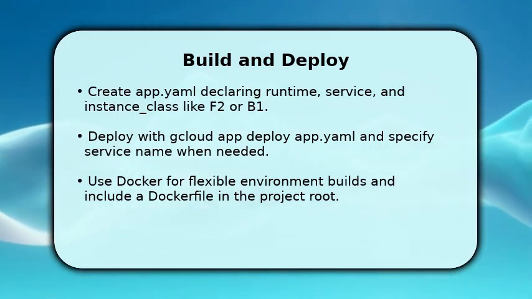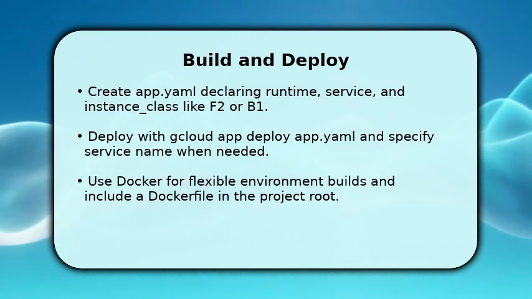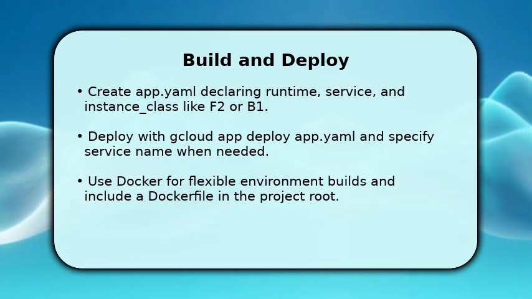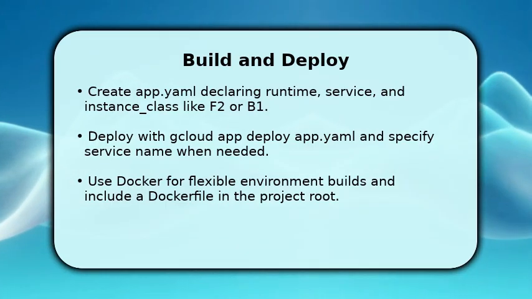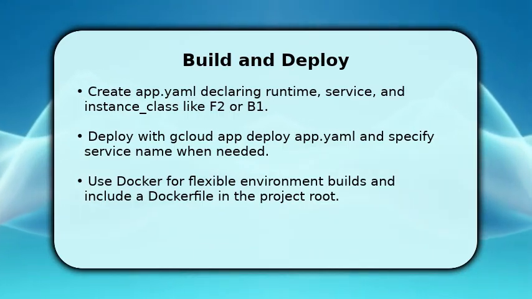Deploy with gcloud app deploy app.yaml and specify the service name when needed. After deployment, confirm the URL at project ID.appspot.com and check logs with gcloud app logs read for quick debugging.